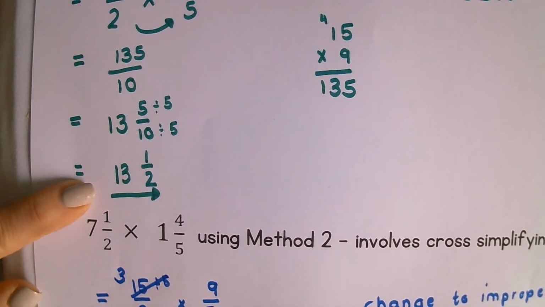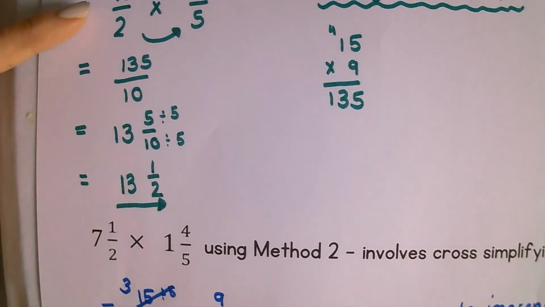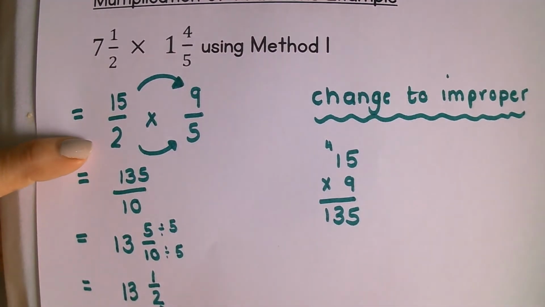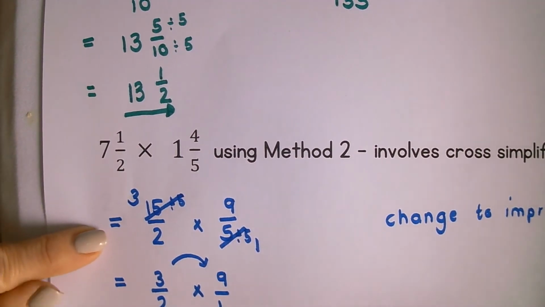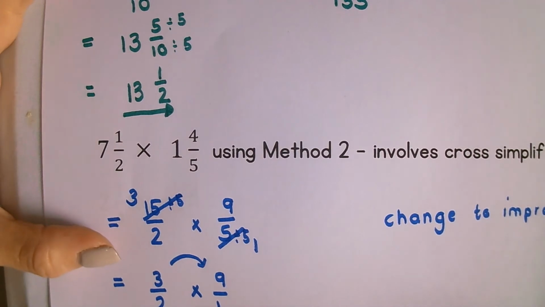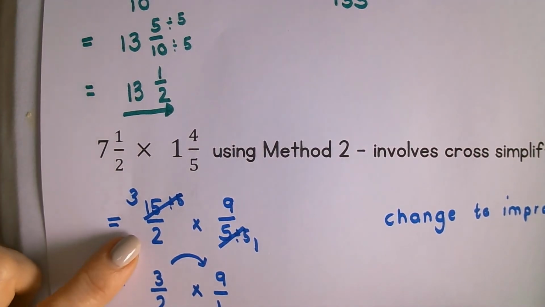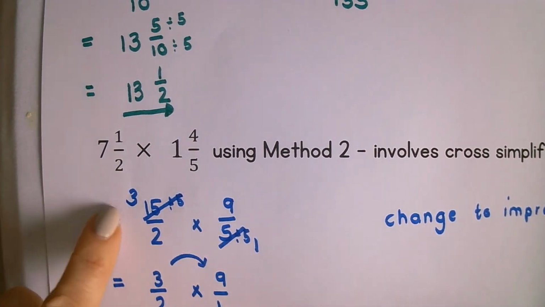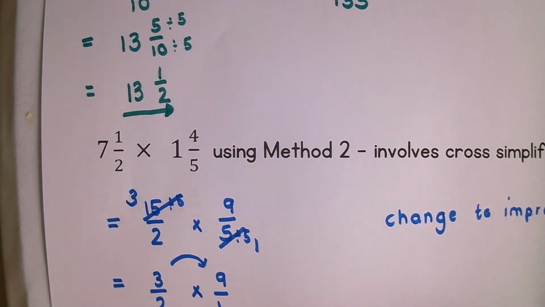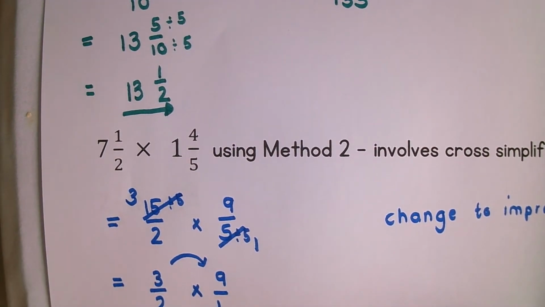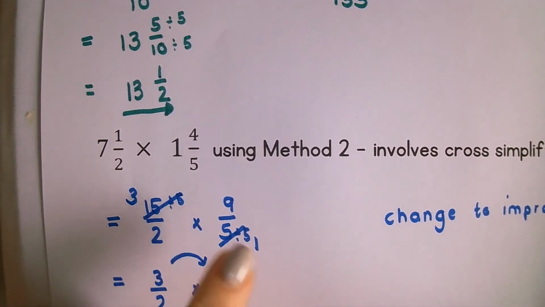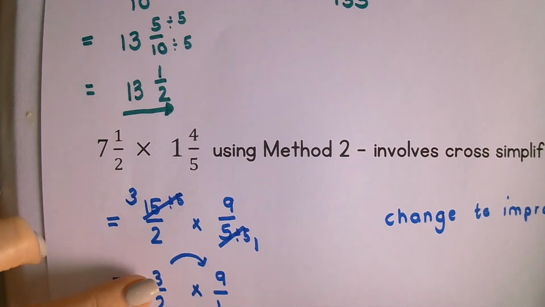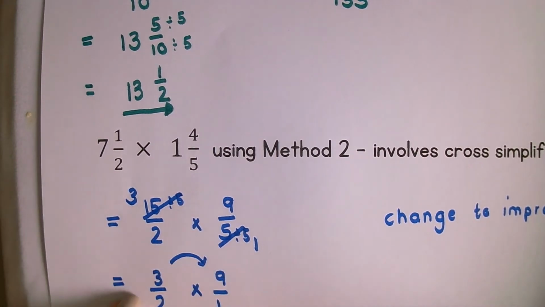Now, I just want to show you something as well, that we've done the same methods. We had 15 over 2 times 9 over 5. The only difference between the two was here we simplified. Okay, so we made the numbers smaller to work with, but they still mean the same thing at the end of the day, because if we've done it this side or we've done it that side, then we've done it equally.